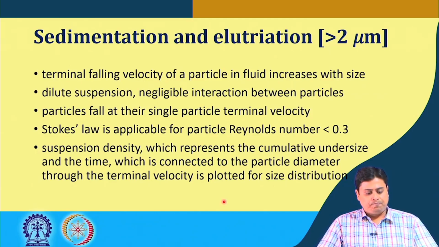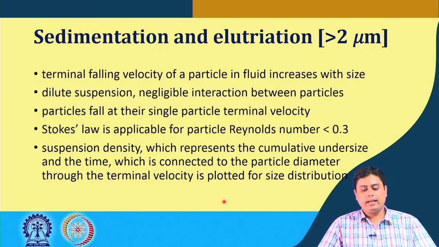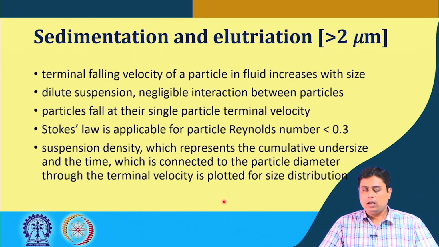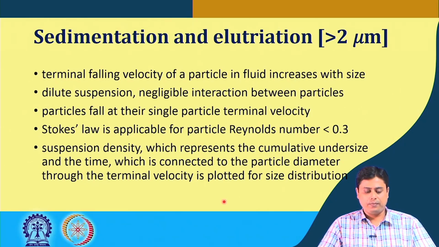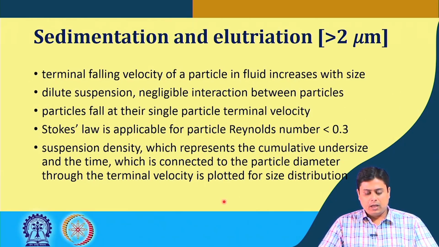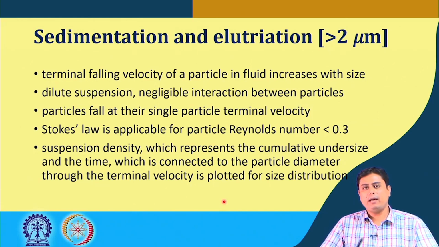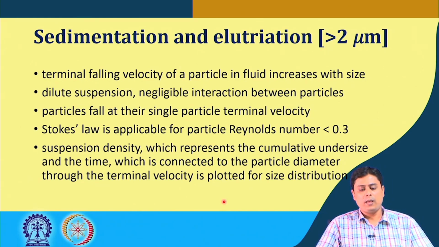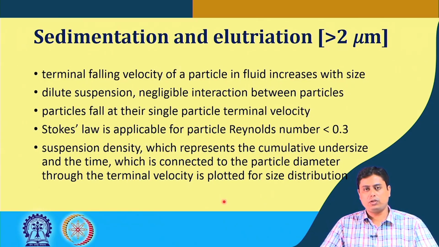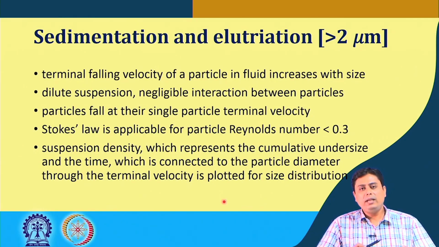This particle achieves its single particle terminal velocity. It happens only when the dilute suspension is under consideration. So, quite naturally, the suspension density, which depends on the cumulative undersize, and the time, which is connected with the particle diameter through the terminal velocity, is plotted for the size distribution, and we get the mean size from this size distribution. So, what happens?